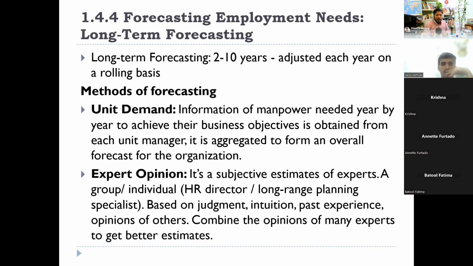On a rolling basis, the alignment ensures that the workforce forecast remains dynamic and responsive to evolving market conditions. It has to be agile. Dynamic means, like Batul's question, it may change, and in between some changes are happening. So it has to be dynamic and responsive to evolving market conditions.